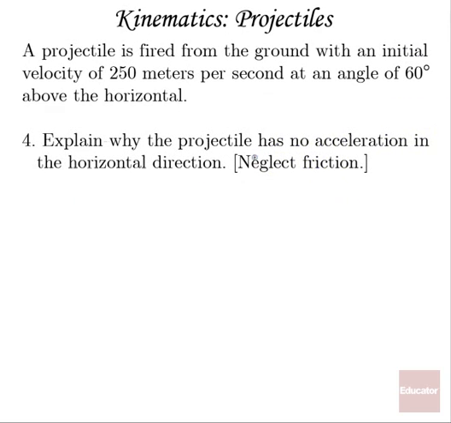And number 4, explain why the projectile has no acceleration in the horizontal direction. Well, there's nothing to cause a force in the horizontal direction. If we're neglecting air resistance, there's nothing to change its velocity. Once it's going horizontally, gravity is only pulling down, doesn't affect the horizontal velocity. So why is there no acceleration? I would write something like gravity only pulls down.